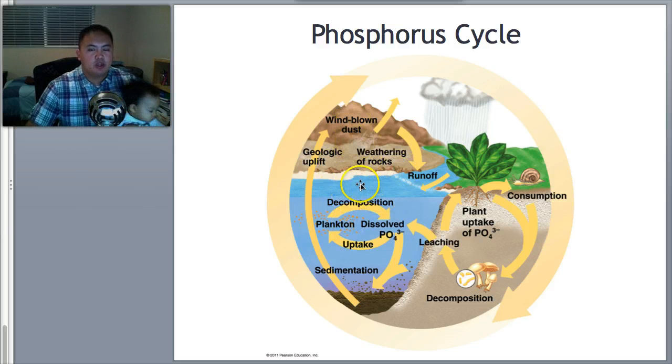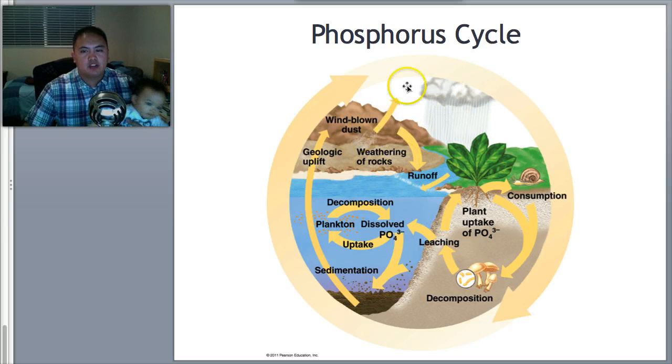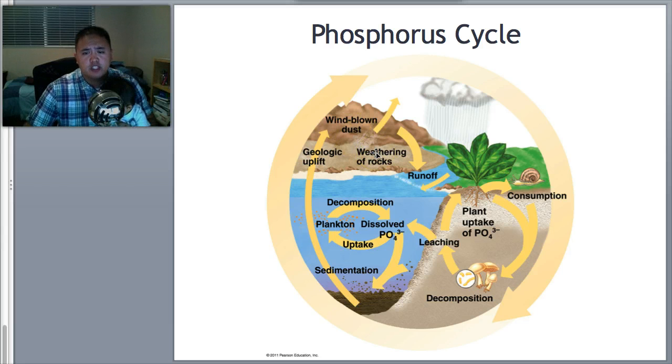Wind-blown dust weathers the rocks. Eventually, it gets taken away by the water cycle, and it goes up into the air, and it comes back down, or it runs off, and this phosphorus runs off back into the land. Phosphates can actually be used by plants. Phosphate is one of those nutrients that plants need to grow.